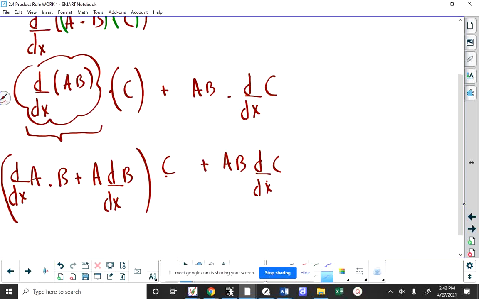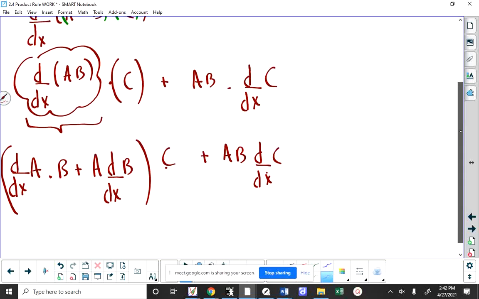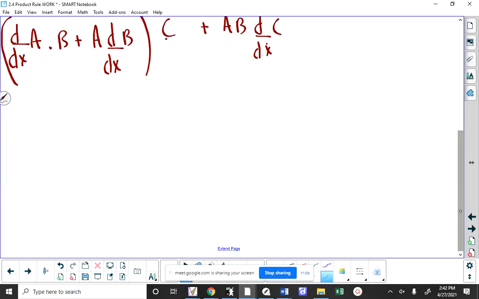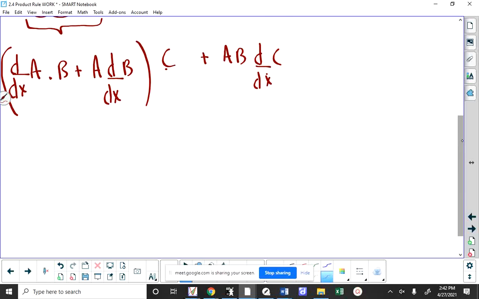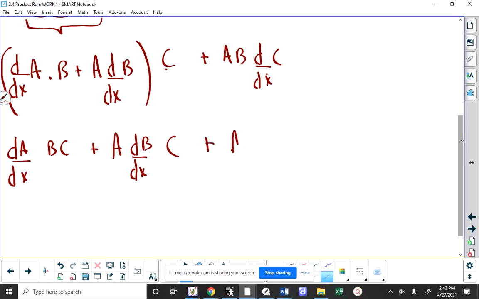What does that tell us? It tells us that this derivative of ABC, I'm going to now multiply this C through, is the derivative of A, then multiplied by B and C, plus A times the derivative of B, multiplied by C, plus A times B, multiplied by the derivative of C. Everybody gets a turn getting differentiated.